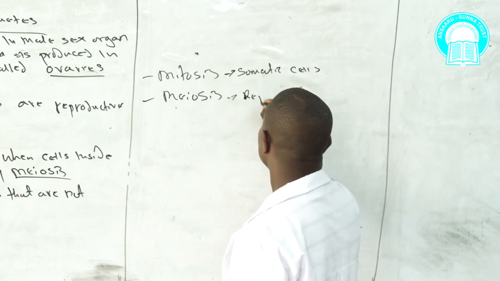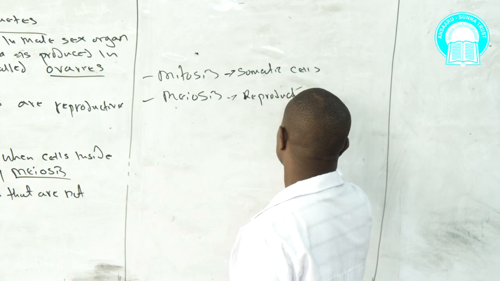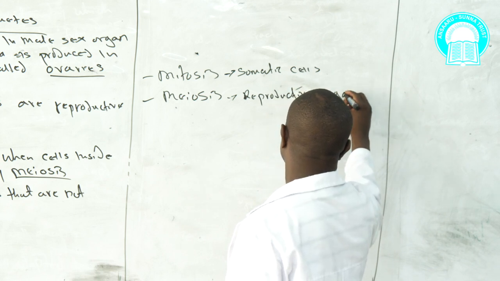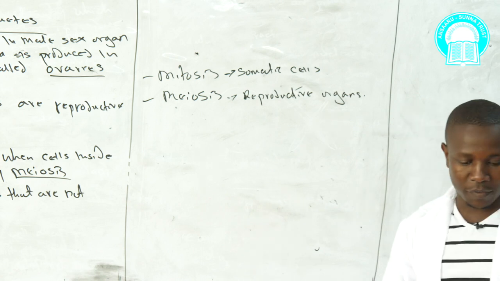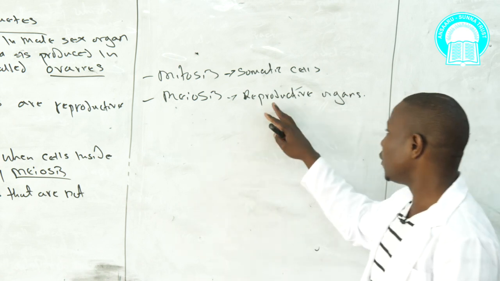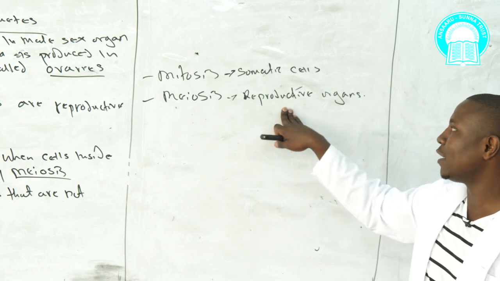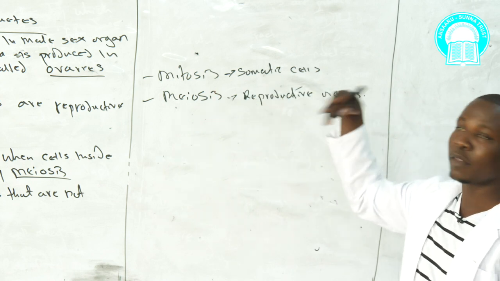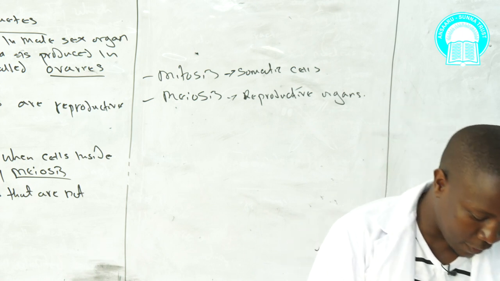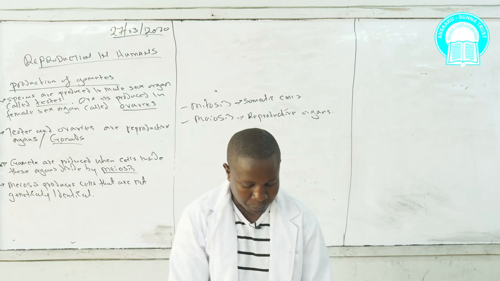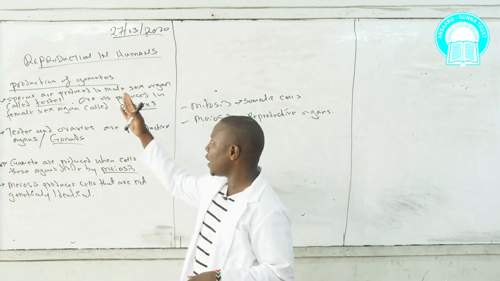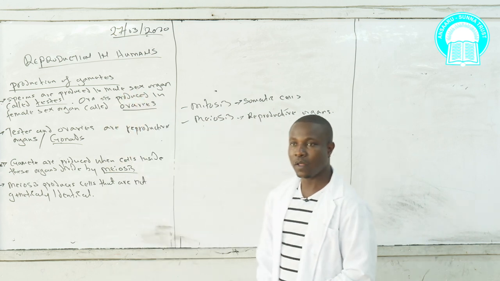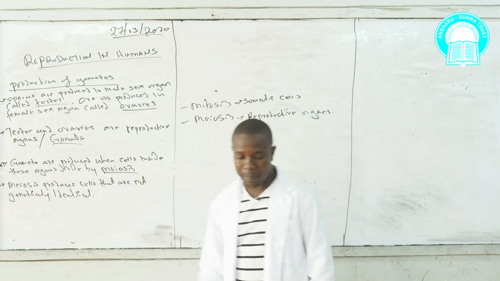Reproductive organs. It takes place in reproductive organs. That means meiosis takes place in what? Ovaries and testes. And mitosis takes place in what? Inside the body cells. So we say that in sexual reproduction, the cells divide by what?